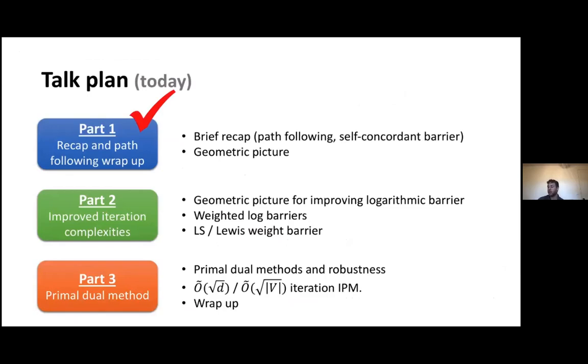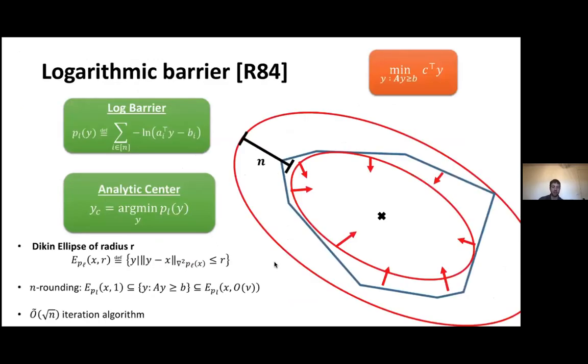All right, so let's start with a geometric picture summarizing what we just said. These methods that we just discussed, root n iteration methods for solving linear programs with n constraints, worked with the logarithmic barrier. In this particular case, the center of the polytope, the point that minimizes the logarithmic barrier, is known as the analytic center of the polytope. We just proved that the Dikin ellipse is an n-rounding of the polytope, and that this gives a root n iteration algorithm. All right. Now, our question is, we want to improve this root n to a root of the dimension.